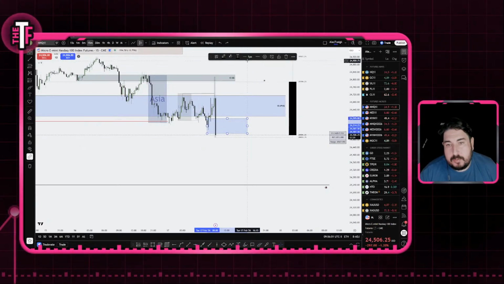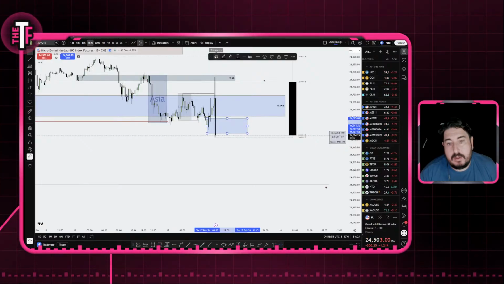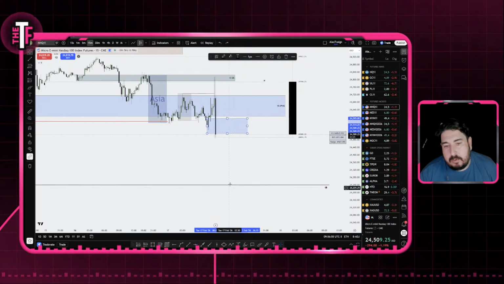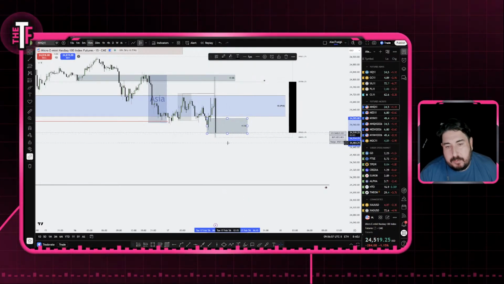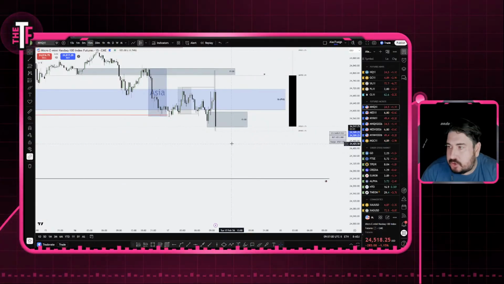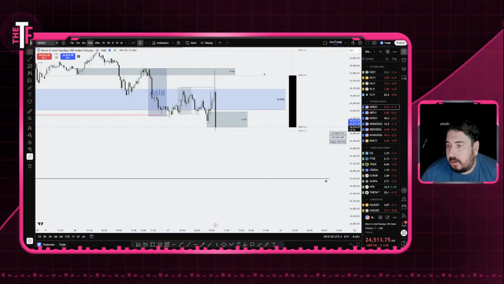Let me mark also, because it is not yet a breaker block. If it doesn't break it with body, I will erase this box.